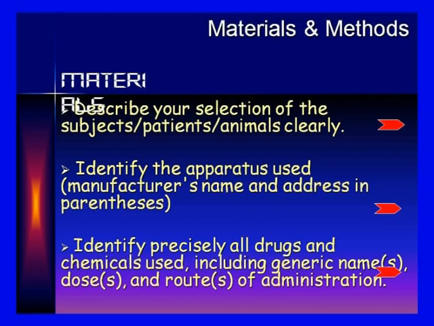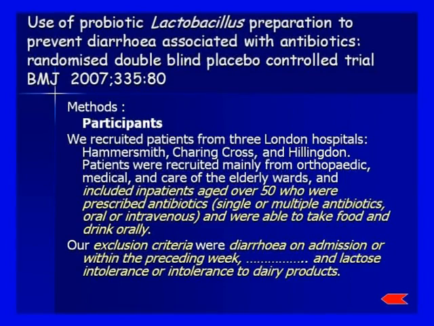Then describe your selection of the subjects, patients, and animals clearly. So here they say that we recruited patients from 3 London hospitals, and if we see, the inclusion and exclusion criteria are clearly defined. Included patients aged over 50 who were prescribed antibiotics. This is the inclusion criteria, and the exclusion criteria were diarrhea on admission, preceding week, and there are so many. I have just left out lactose and intolerance to dairy products. So if you see this paper, they have very clearly said about participants, what kind of participants they included and what kind of patients they excluded from the study.